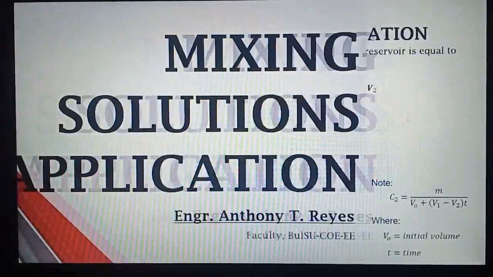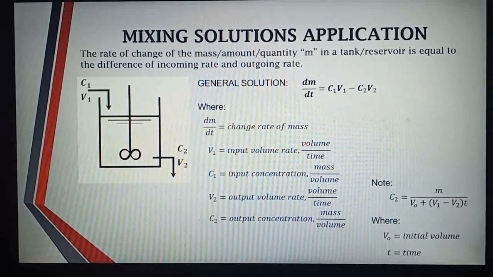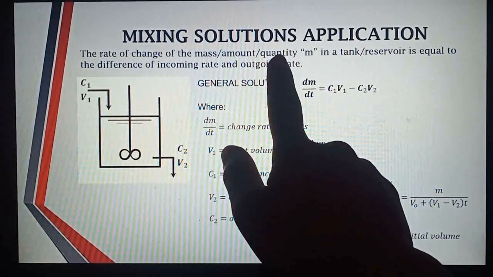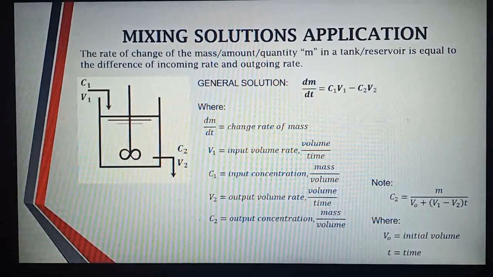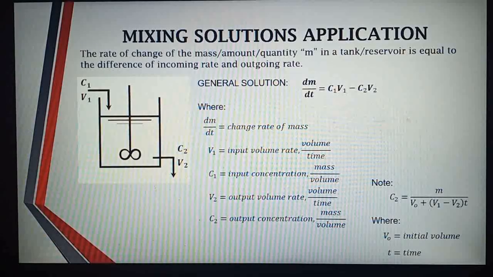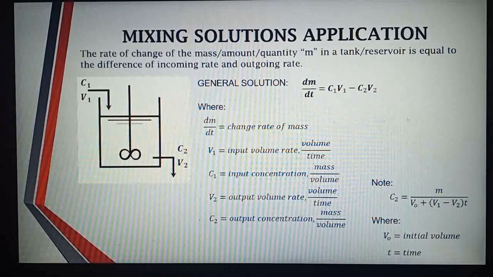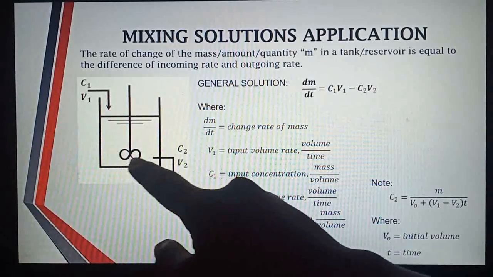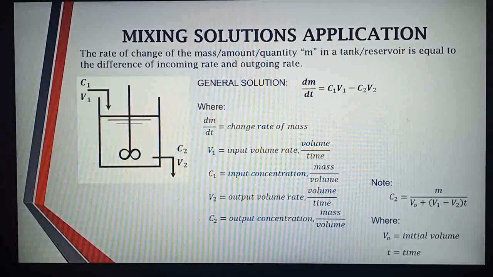When we talk about mixing solutions, an application of the differential equation, the rate of change of the mass or amount, or what we call the quantity M, in a tank or reservoir is equal to the difference of the incoming rate and the outgoing rate. So we need to know the incoming rate and the outgoing rate of the tank. Let's say you have this tank. You have to identify the incoming and the outgoing rate.